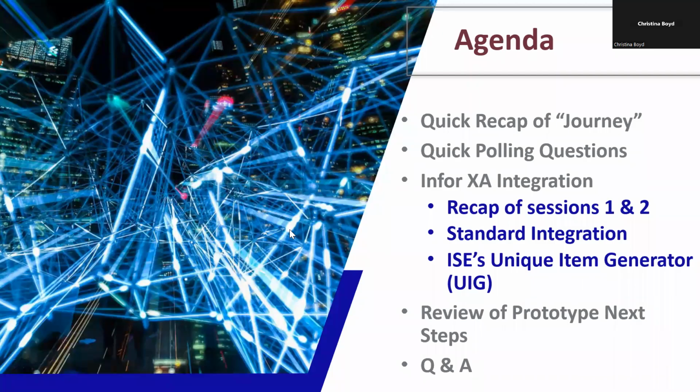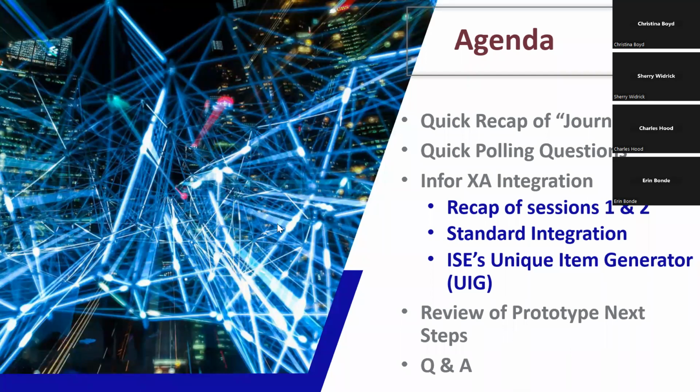So the agenda for today: I will go through a quick recap of where we are in the journey, and then we have 2 polling questions for you. Then Charles will take over from there, giving a quick recap of the first 2 sessions, and then we'll get into talking about the standard integration between CPQ and XA, and then we will talk about ISE's unique item generator, which we affectionately term UIG. Then he'll turn it back to me just to talk through the steps for the prototype that we are building for you at the workshop at Empower. And then we'll get to the questions and answers section.